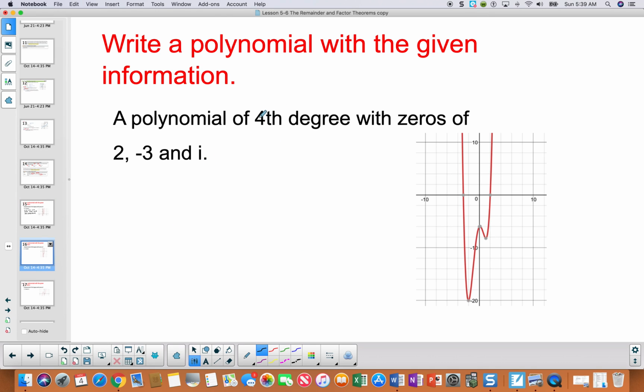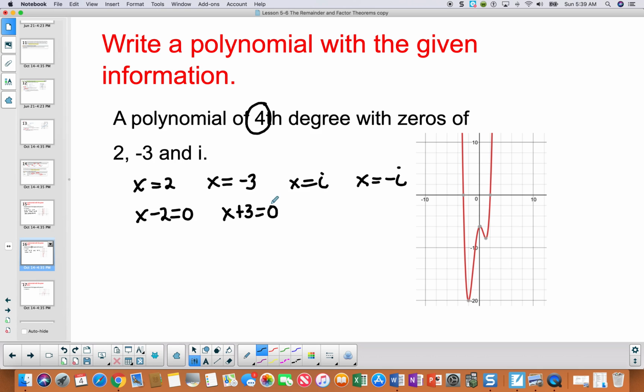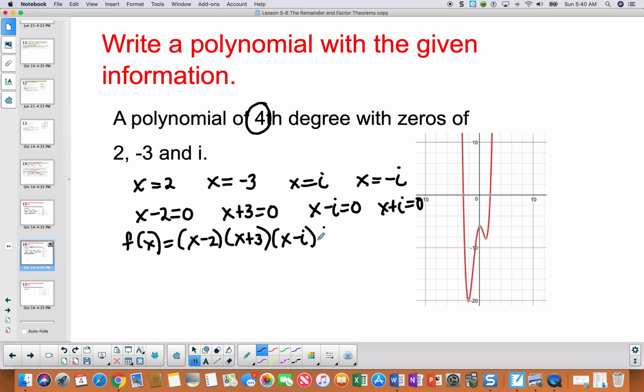Okay, let's go ahead and do it again. Now this is a fourth degree, and fourth degree means there's going to be 4 answers. So x is equal to 2, x is equal to -3, x is equal to i, but remember conjugates occur in pairs, so we also need its conjugate here. So this is going to be x minus 2 is equal to 0, x plus 3 is equal to 0, x minus i is equal to 0, x plus i is equal to 0. So f of x will look like this. x minus 2 times x plus 3 times x minus i times x plus i.